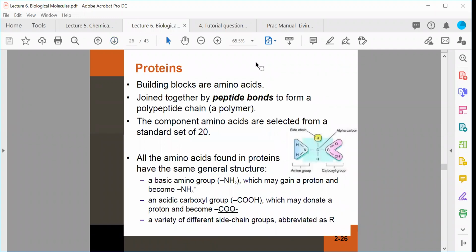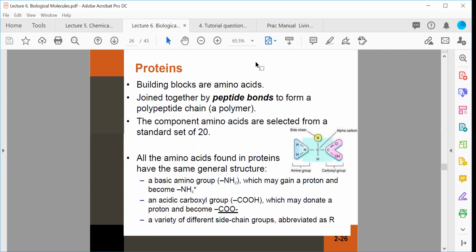All right, moving on now to our next group of biological macromolecules, and these are the proteins. Everyone's familiar with proteins. The building blocks, the monomer units, if you like, are the amino acids. So all proteins are made from amino acids. The amino acids are joined together by a special type of bond called peptide bonds. And when they all join together, they will form a polypeptide chain.